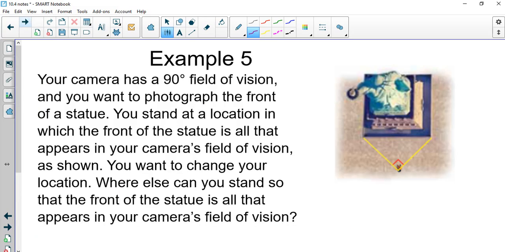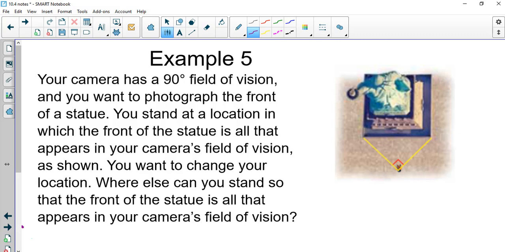And last but not least, example 5. Your camera has a 90-degree field of vision, and you want to photograph the front of a statue. You stand in a location in which the front of the statue is all that appears in the field of vision. You want to change your location. Where else can you stand so that the front of the statue is all that appears in your camera's field of vision? Well, let's take what we just learned about inscribed shapes and especially triangles inside a circle.